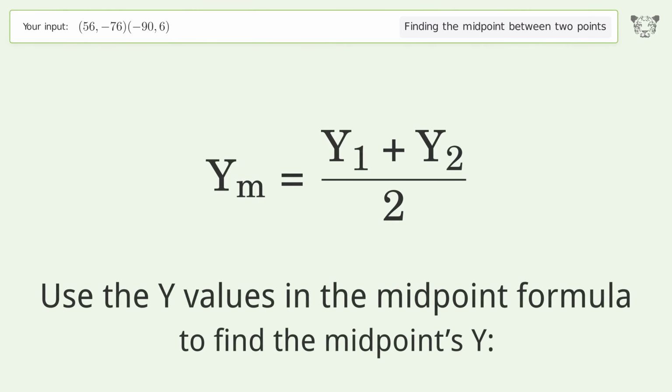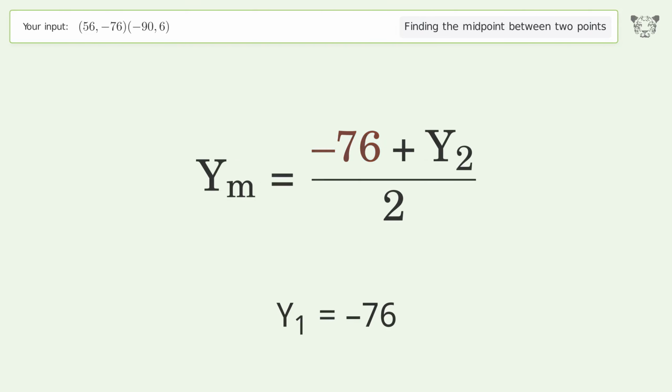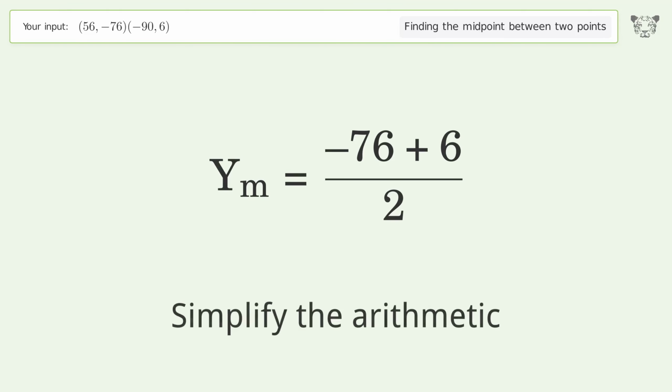Use the y values in the midpoint formula to find the midpoint's y. y1 equals -76. y2 equals 6. Simplify the arithmetic.